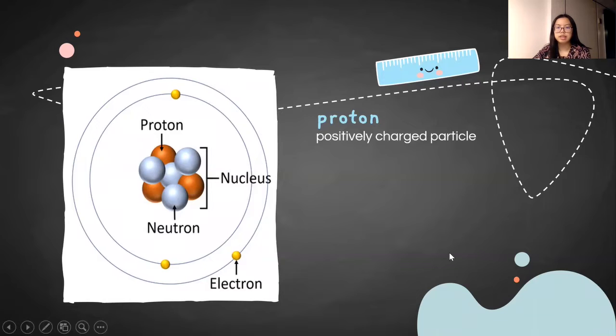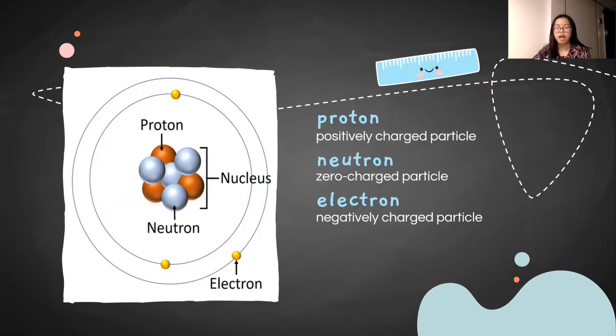So proton is the positively charged particle. Neutron is the zero charge particle. Electron is the negatively charged particle. And nucleus is the central core.